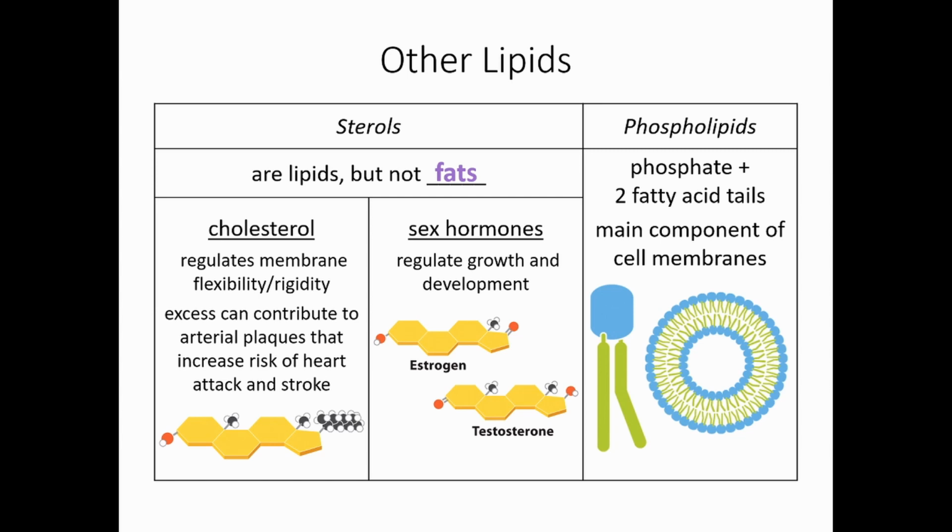Right, so here's just some examples that we see. We see the cholesterol, we see the sex hormones, and we see the phospholipid. Right? And so if we look at the pictures, we see that four fused carbon ring backbone of the sterols. And then we see that on our phospholipid, we've removed one of the fatty acid tails, and instead we have this different looking head.